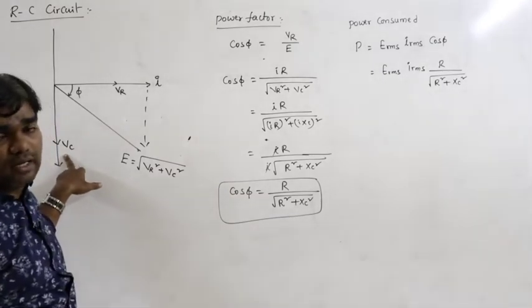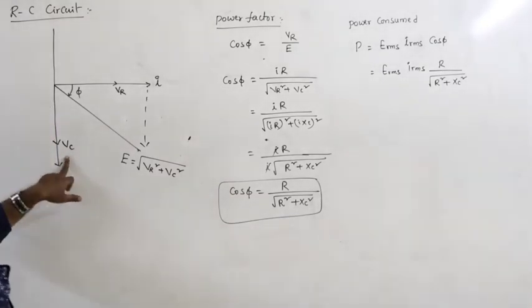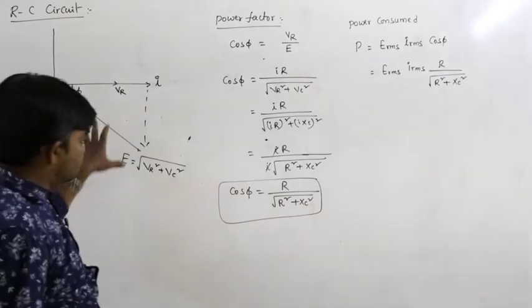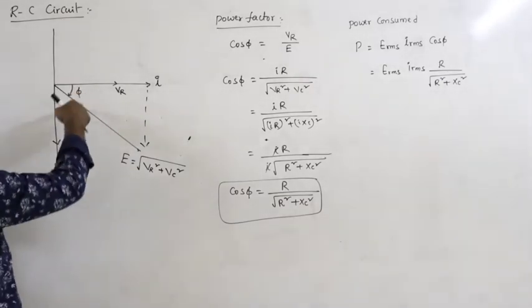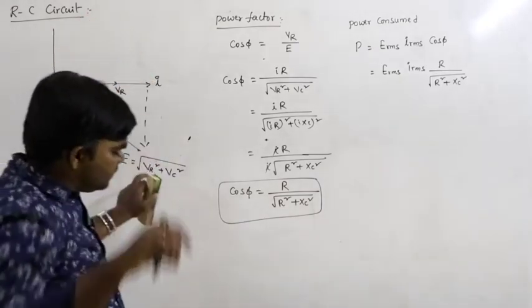Current leads by an angle 90. That's why we draw like that. This is the phasor diagram. Then net potential, angle between these two. Why do we have to calculate the net potential?